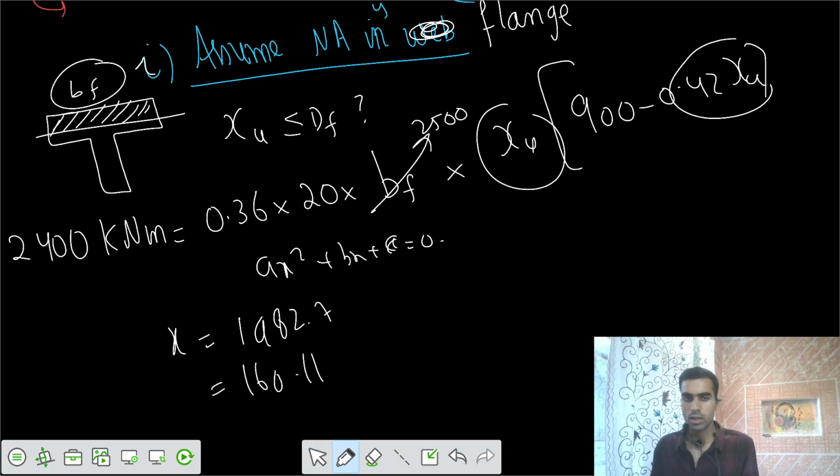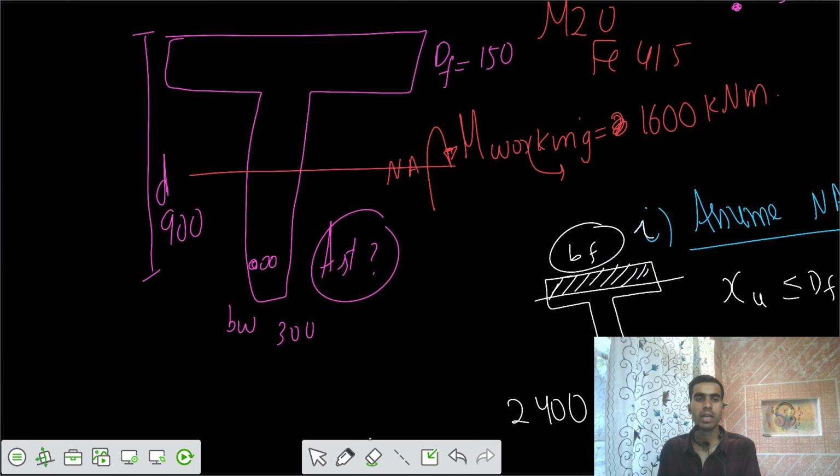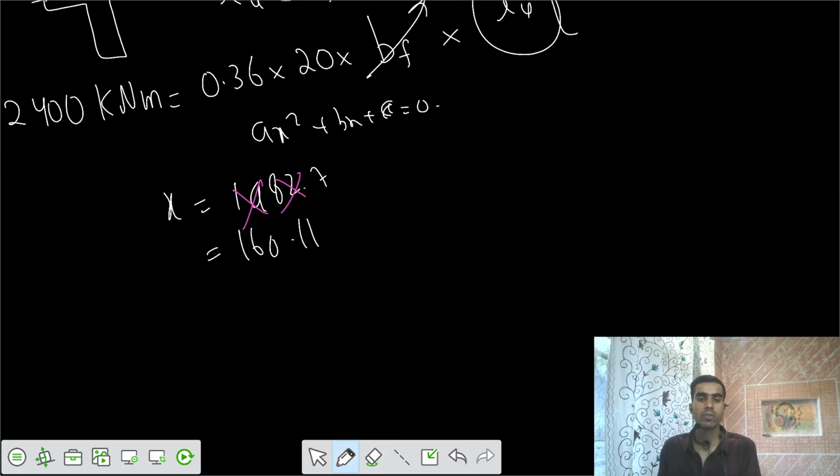Now I would say the first value is not possible, because our total section depth, small d, equals 900. So the first value is not possible for our calculations. I would say the second should be the possible location.